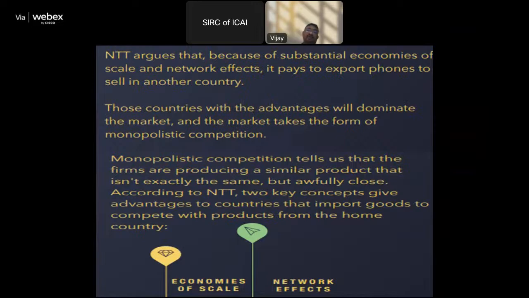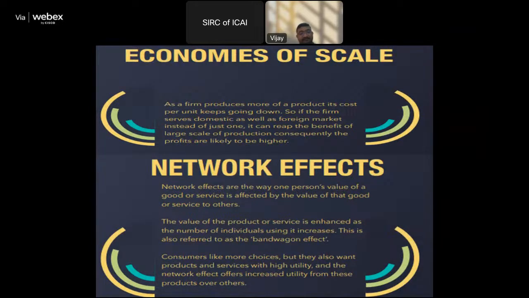And there will be a network effect. The network effect is, sir, when people are buying my goods, then I am able to brand my goods. When the number of persons buying that particular brand increases, then that will be called the network effect.